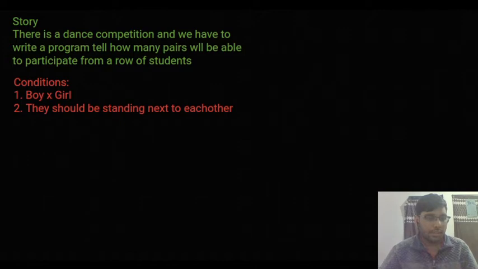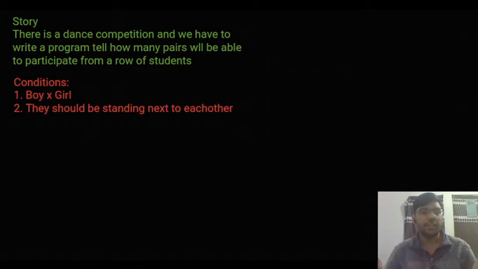In this problem we have a story where there are many students who are going to participate in a dance competition where they have to make pairs and dance. In this competition, we have two conditions. First of all, it should be a boy and a girl group. So it is only possible for a boy and a girl to be together and dance. And the second rule is that they should be good friends. To check if they're good friends or not, it is given that friends are standing together.